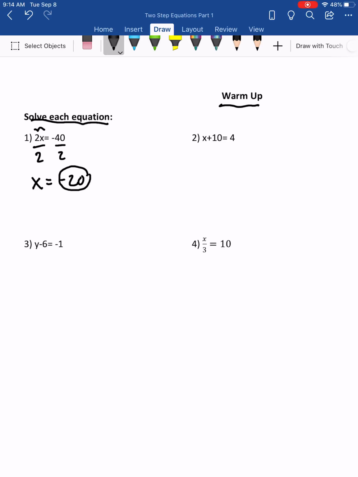All right, number two, x plus 10 equals 4. We want to get the x by itself. We have 10 added to x, so to get rid of addition, right, this plus 10, we're going to subtract 10 from each side. And x is going to be 4 minus 10. So when we're subtracting, we have 10 minus 4, which is 6, and then we keep the sign of the larger number. The larger number here is the 10, and its sign is negative, so that's going to be negative 6.